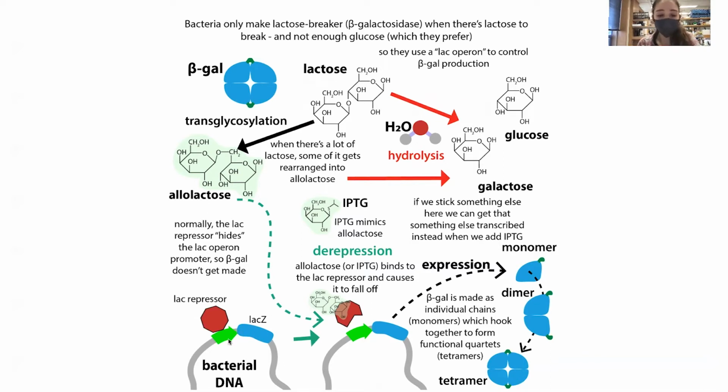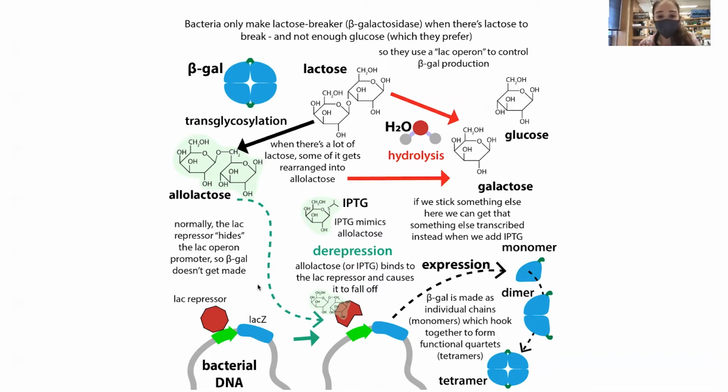Ahead of it in the bacterial DNA is this promoter, which is going to tell the RNA polymerase to hop on and start making messenger RNA that's going to get made into protein. So this is going to get made into this beta-galactosidase. But this promoter is normally hidden by a protein called the lac repressor. So the lac repressor hides the promoter so that the beta-galactosidase doesn't get made.